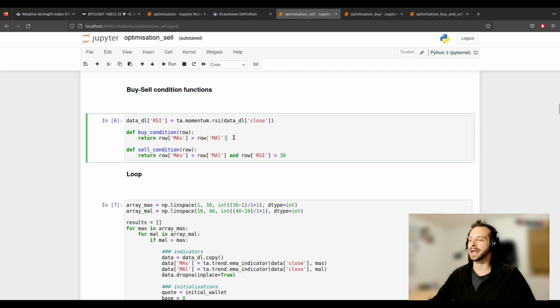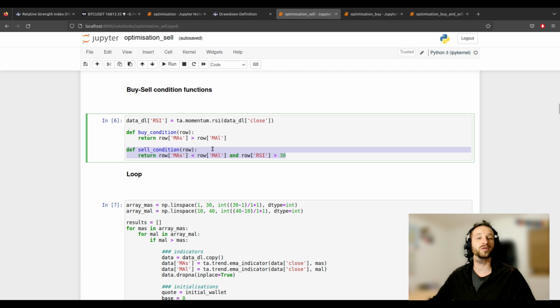By the way, I think I haven't mentioned before, but this structure, return this, means that the return is going to be the value of this comparison. So if this comparison is verified, in other words, if the short-term moving average is above the long-term moving average, this comparison is going to return a true, and therefore the function will return true.